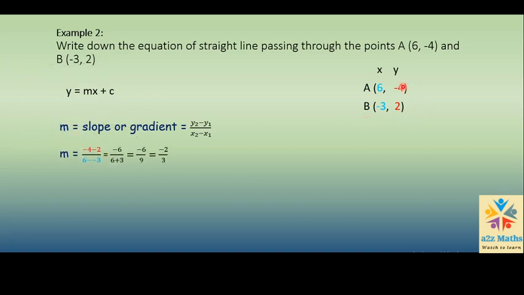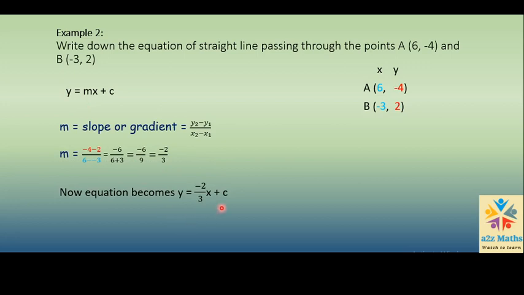Now replace these values in the formula. So you can see minus 4 minus 2 over 6 minus 3, and you simplify this. This will give you minus 6, and this will give you 6 plus 3 which is 9, and if you simplify it will give you negative 2 by 3. Now I have the value of the gradient, the value of m, replace it in the standard format. Now you have this equation.